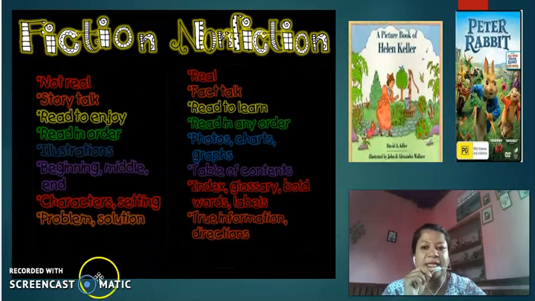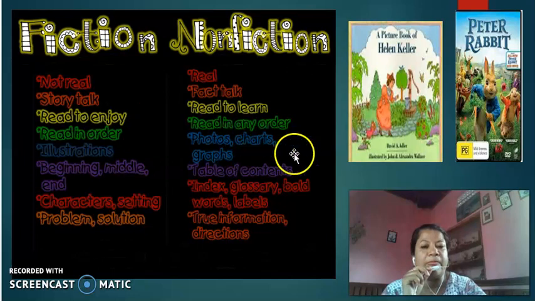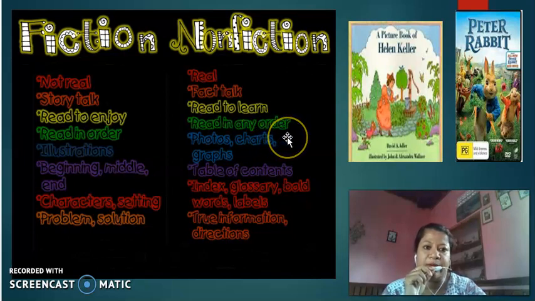So these are the points you need to keep in mind when you are asked whether a certain book is a fiction book or a non-fiction book. Now in a non-fiction book, you would find that the stories are real. Okay, they talk about facts. We read non-fiction books because we want to learn something or we want to be inspired by them. Okay, we read it in any order. A non-fiction book can be read in any order.